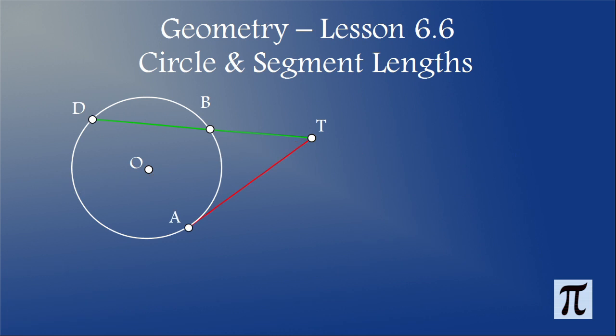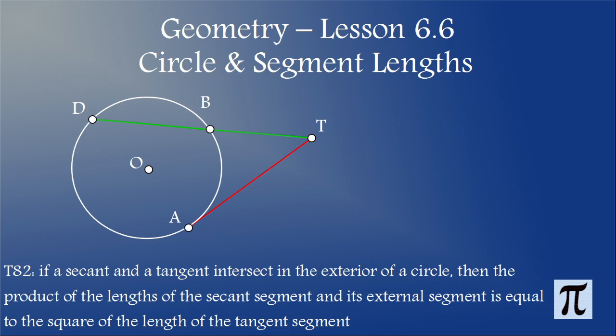Finally, let's take a look at a secant and a tangent. That leads to our final theorem of the day, Theorem 82. If a secant and a tangent intersect in the exterior of a circle, then the product of the lengths of the secant segment and its external segment, like what we did in the previous example, is equal to the square of the length of the tangent segment. So DT times BT would be equal to AT squared.